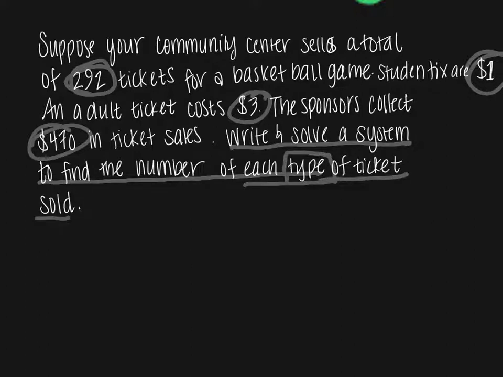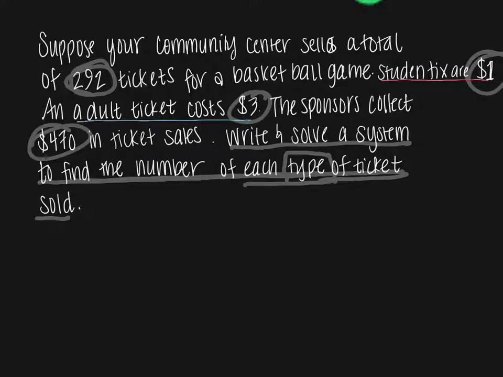All right, I want to find the number of each type of ticket. So that means there's more than one type. What two types do I have? Let's go back. I have student tickets that are $1, and then I have an adult ticket that costs $3.